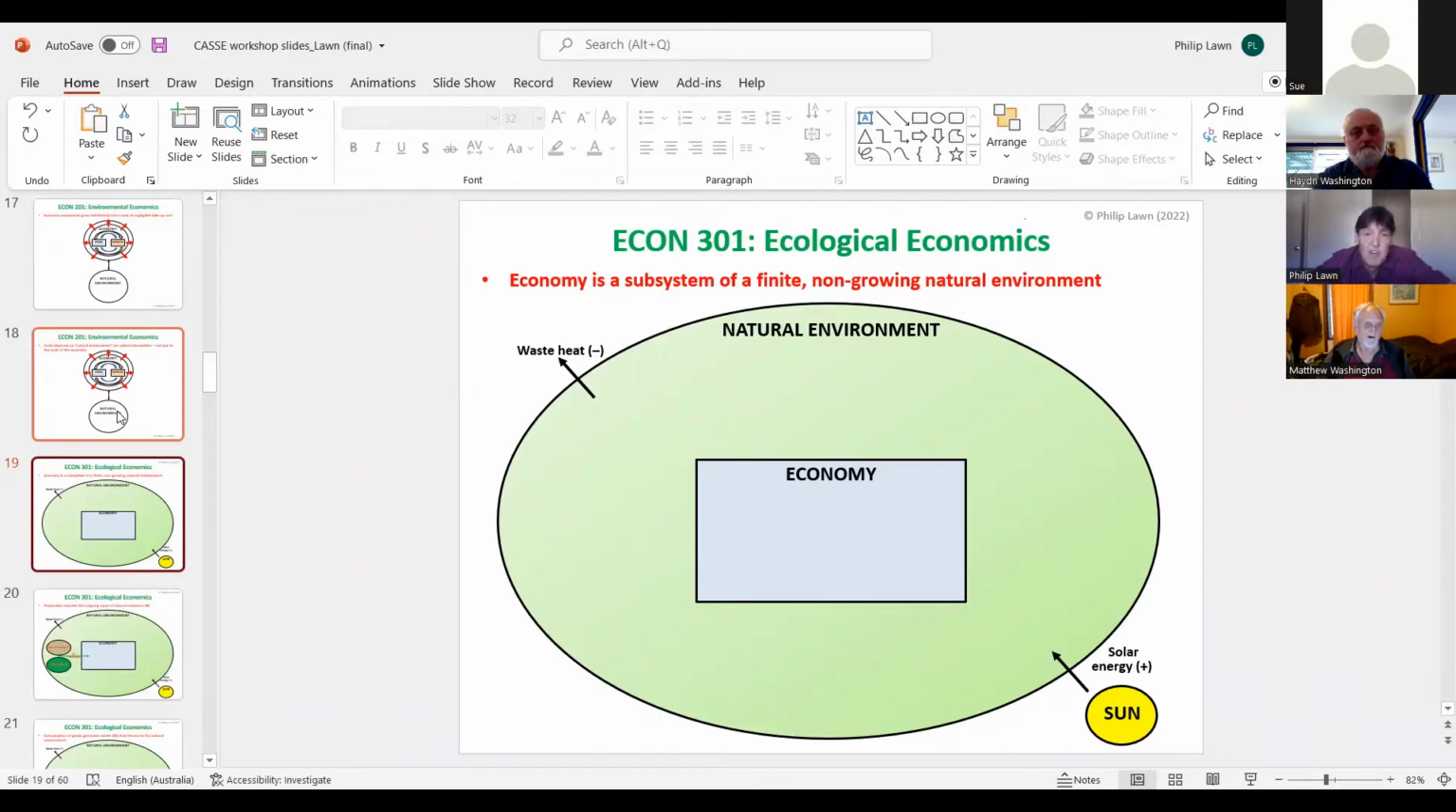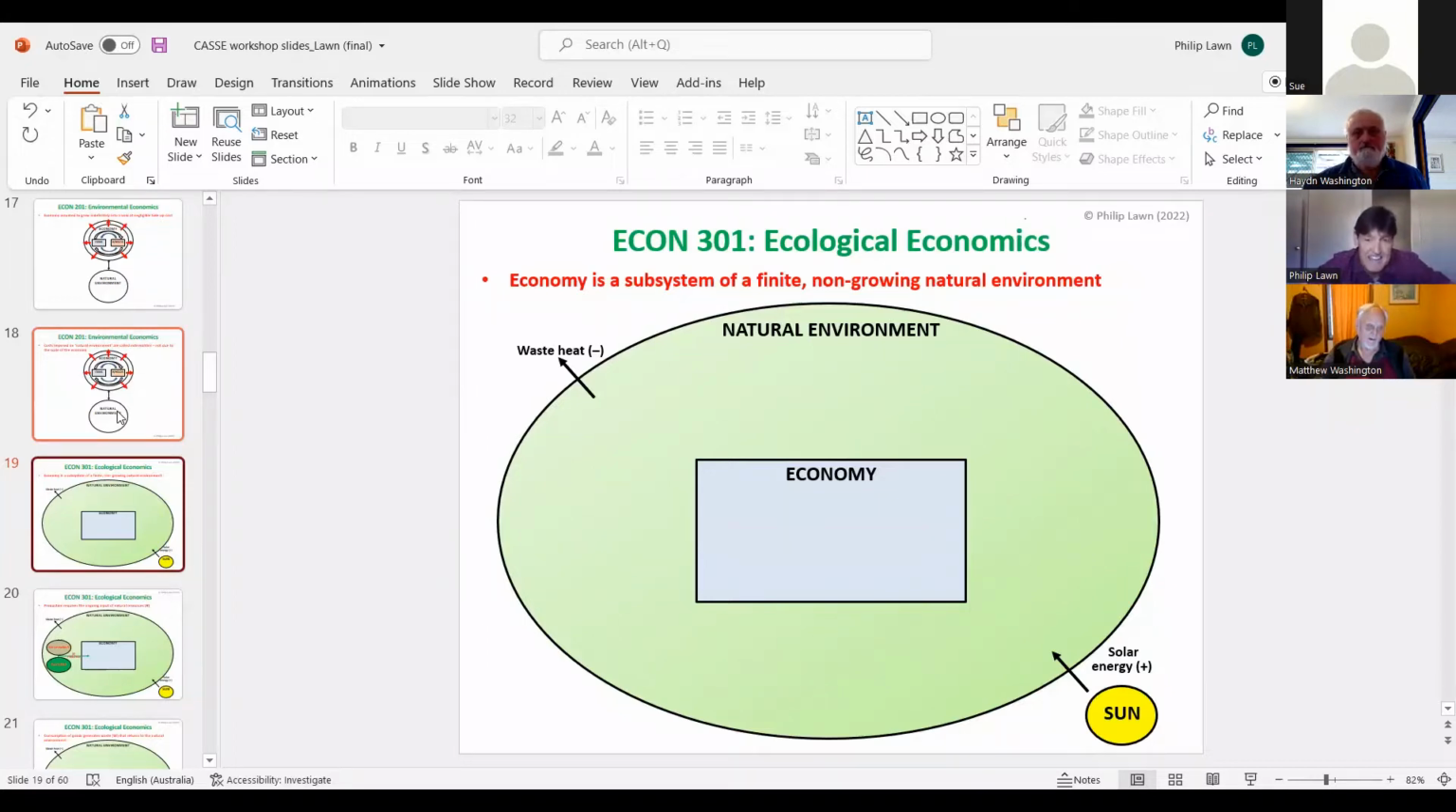We still have the economy as a rectangle, but it now sits within, it's embedded within the natural environment. So we have something more akin to a host-parasite type relationship between the natural environment and the economy. So the natural environment's the host, and the economy is the parasite. So the economy is totally dependent upon the natural environment for its existence and its maintenance and its growth, if it does grow for a period of time. The important thing, of course, being that whilst the economy can grow, it can also shrink within the natural environment, as the economy's host is finite and non-growing.